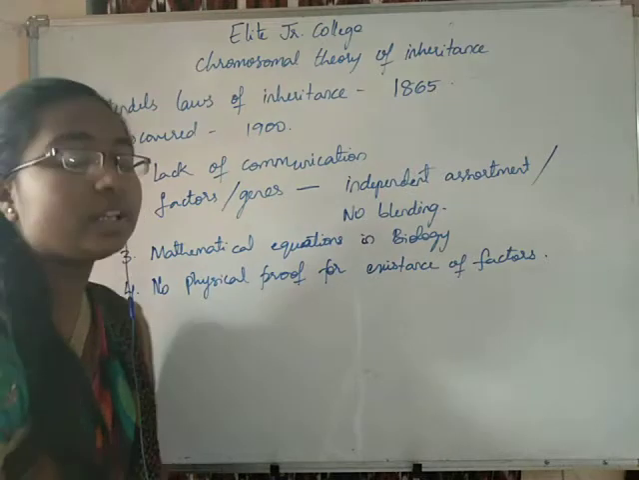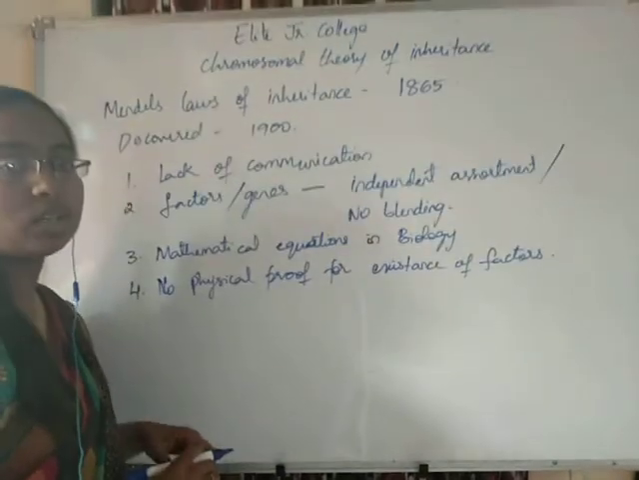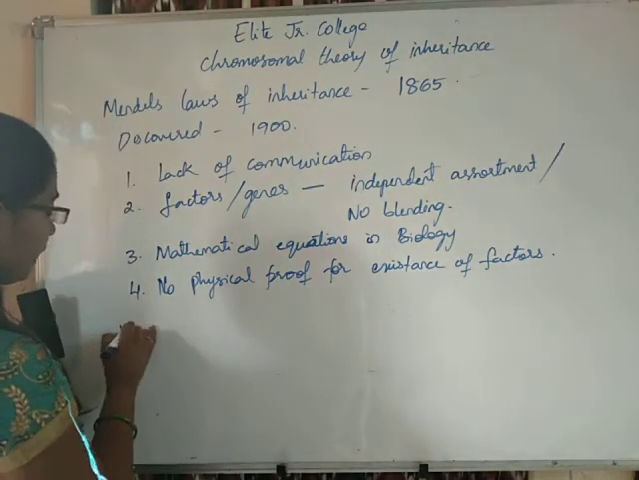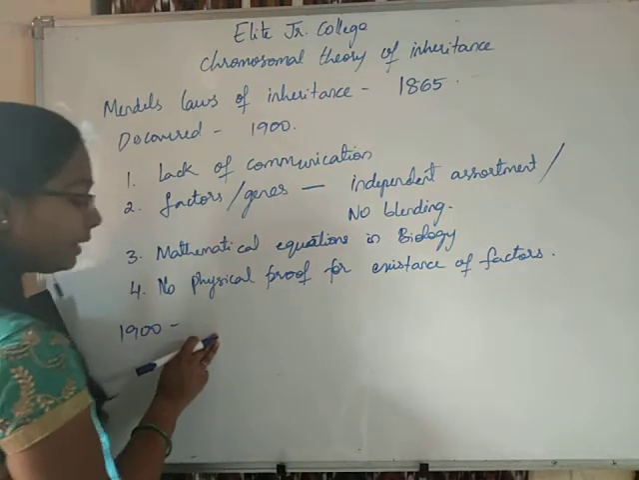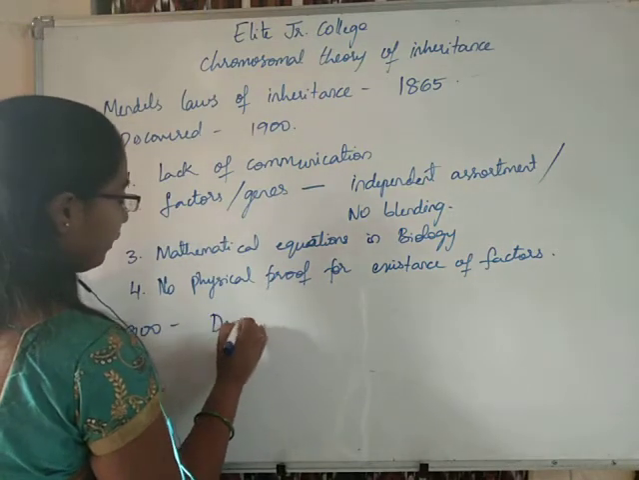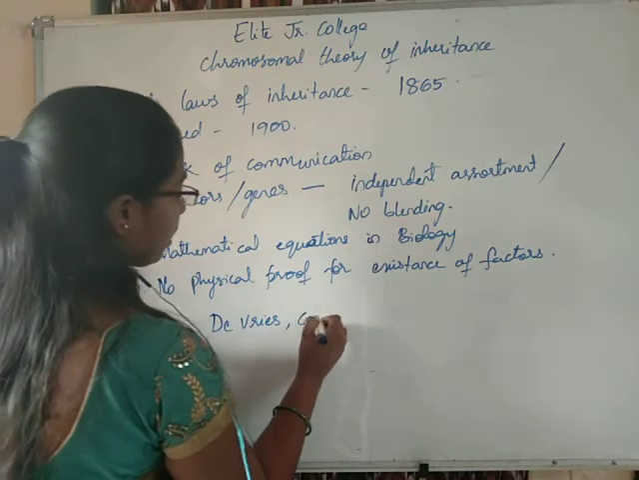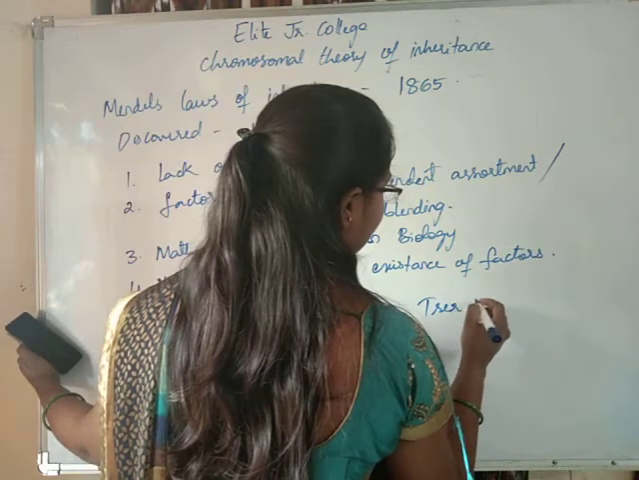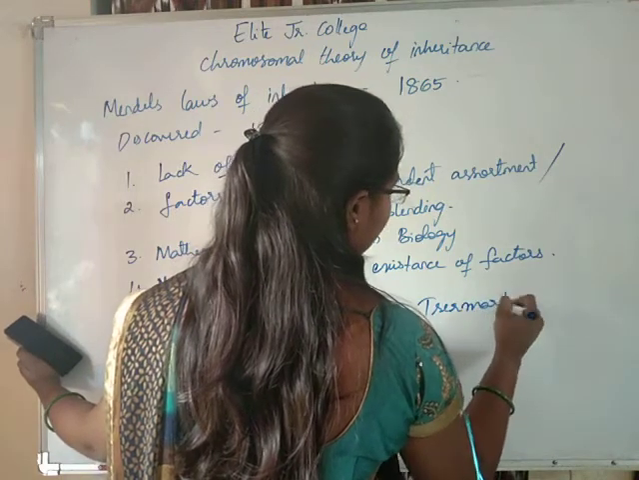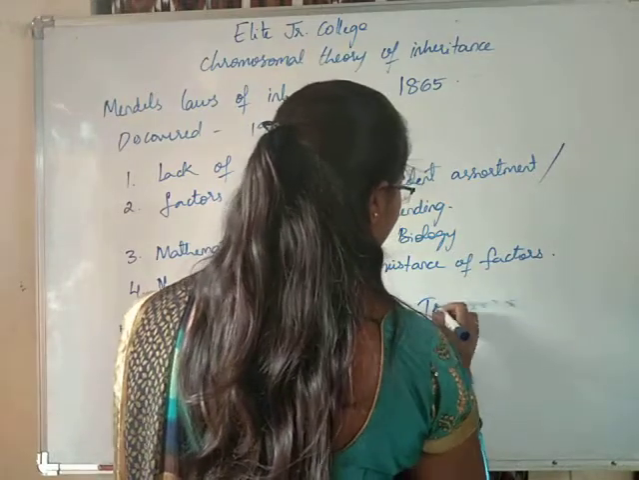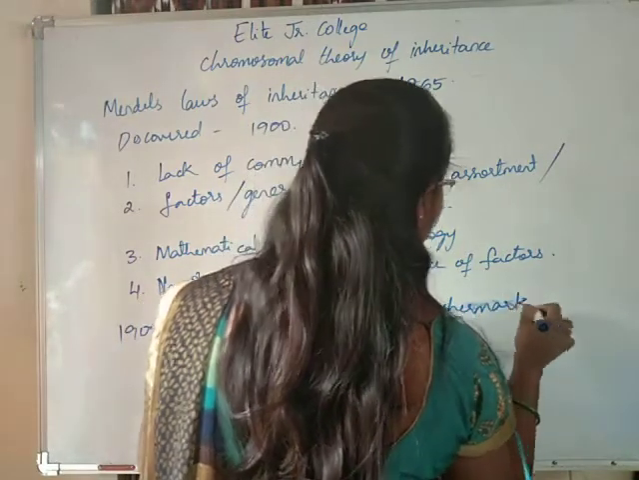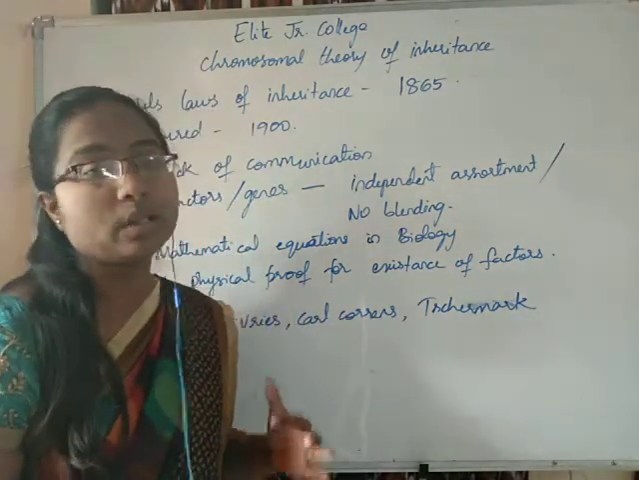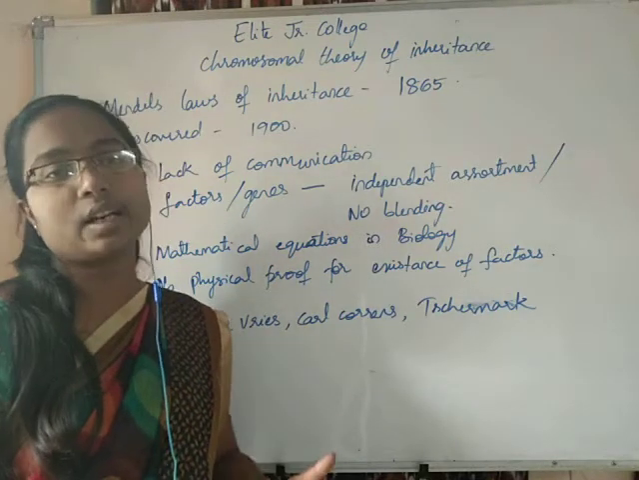But later on there were some people. Let us see how Mendel's work was rediscovered in 1900 by three different people independently: De Vries, Karl Correns and Schermark. These were the three people who independently rediscovered Mendel's work.